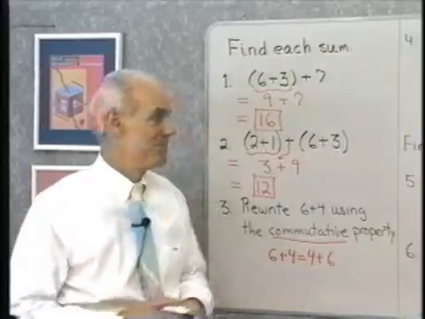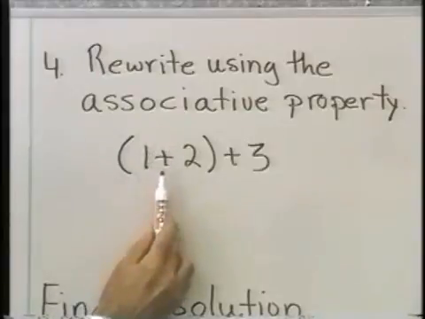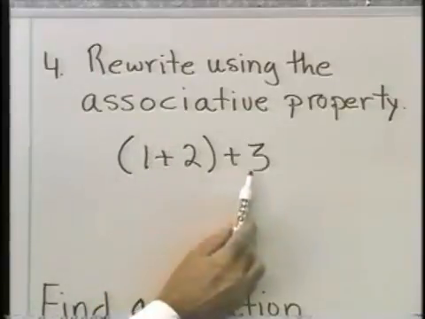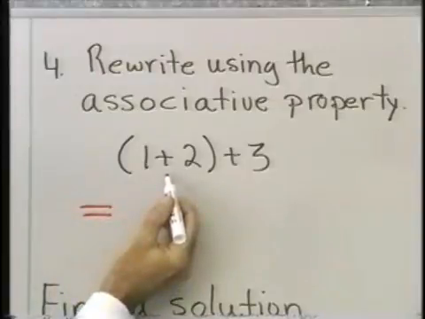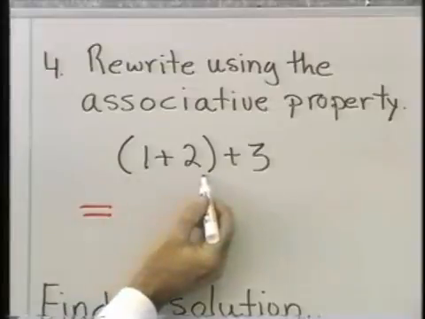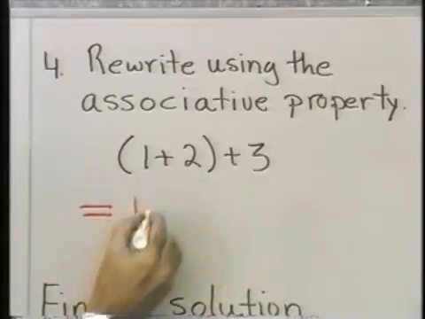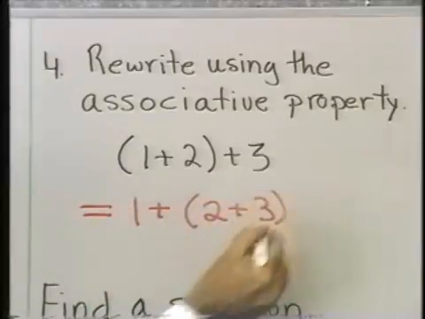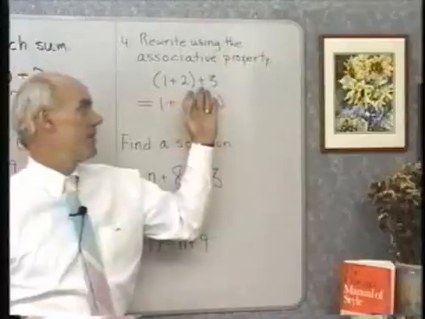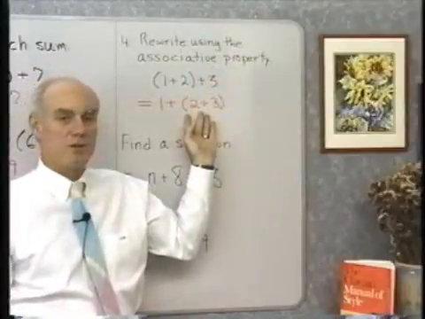Here's our next problem. Problem 4, we want to rewrite using the associative property, and I've written the quantity 1 plus 2, plus 3. Now the associative property says that we can change the grouping of three numbers in a sum without changing the result. So here 1 and 2 are grouped together, and then I add on 3. I'm going to rewrite that with 2 and 3 grouped together. Now again, we're not trying to simplify this expression. We're simply trying to apply this associative property to this expression.